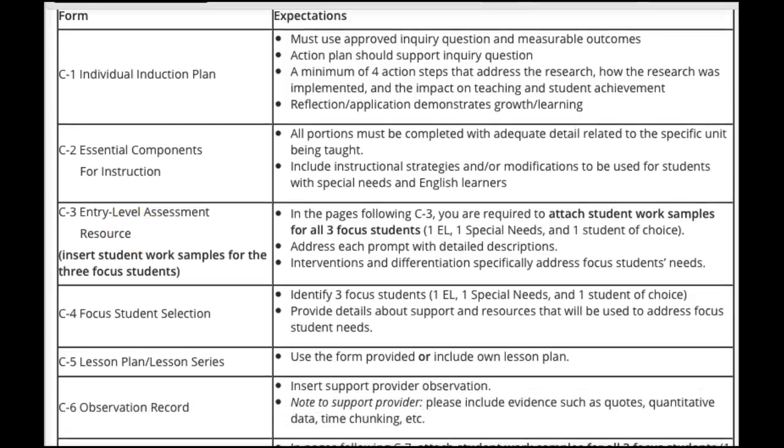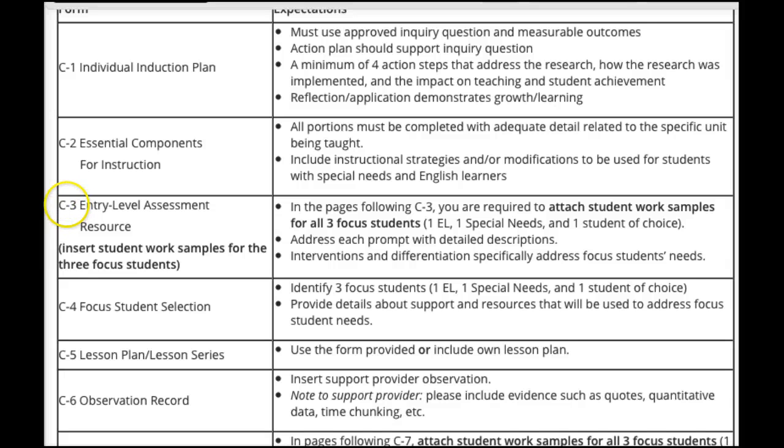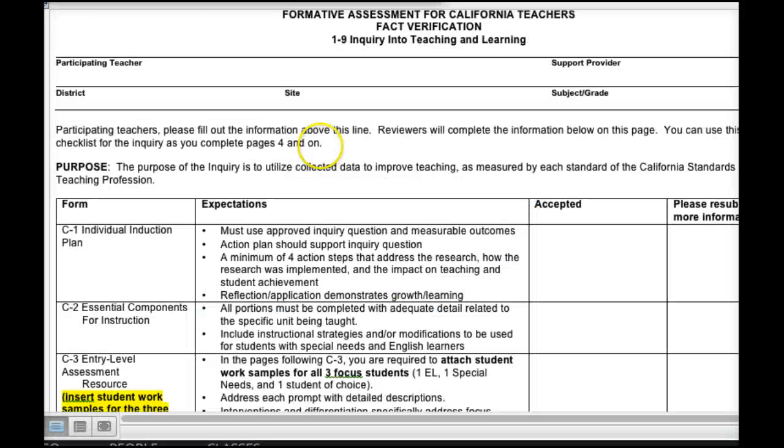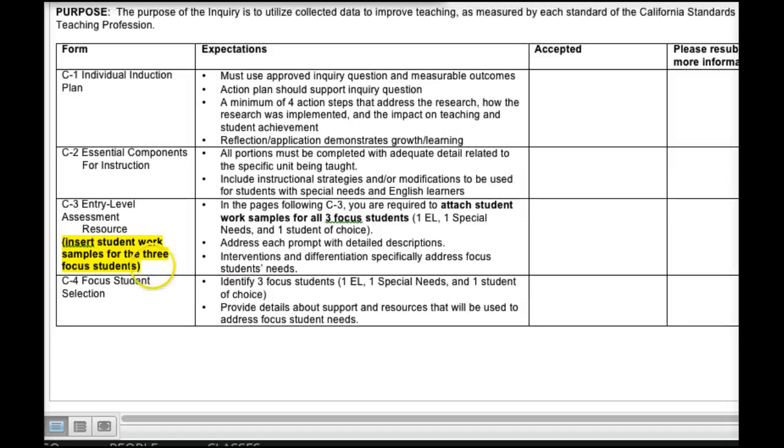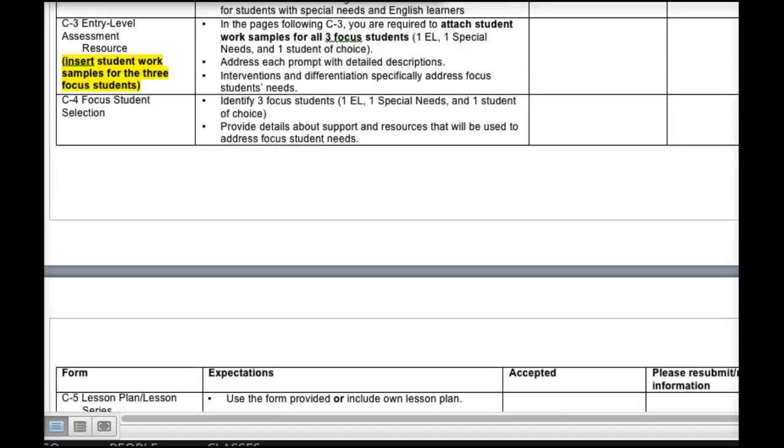For this short video, we're going to focus on two different pieces of information: our entry-level assessment, which is C-3, and C-4, our focus students. Notice that on this page, we're given some instructions. We will also find these on our document, but this is yet another place where we're reminded to insert student work and to understand the expectations for these two documents. Once again, this is our fact verification for our inquiry. We have our forms and our expectations, and once again we're reminded to insert student work samples for the three focus students. So we're going to scroll down.